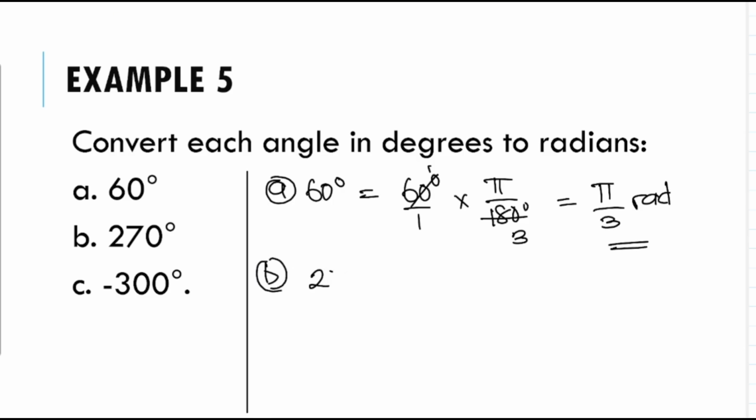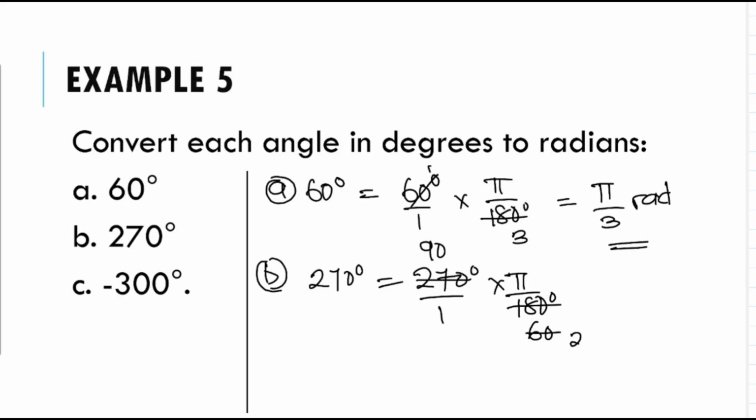B, 270 degree will be equal to 270 over 1 multiplied by pi over 180. So this is what can go now. Alright, 3 can go, 3 here 90 and 3 here we have 60. So 30 here we have 2, 30 here we have 3. So this is 3 pi over 2 radian. So pause the video and take the third one as your classwork.